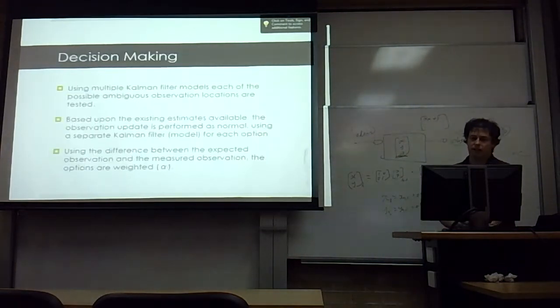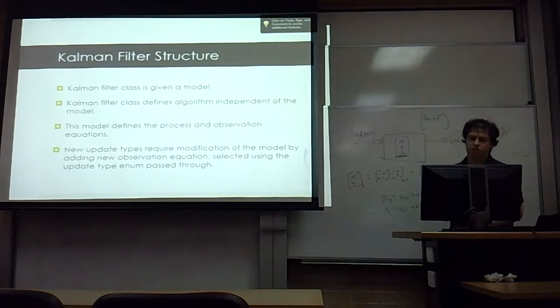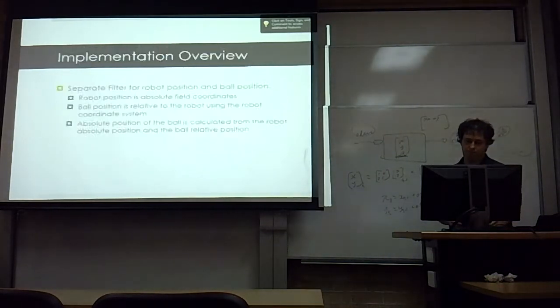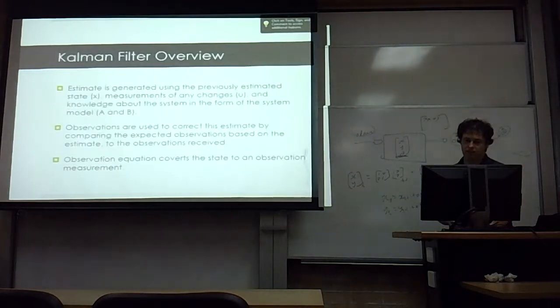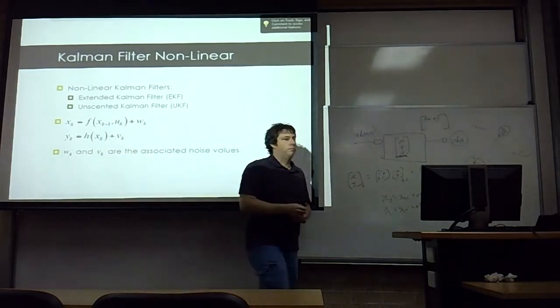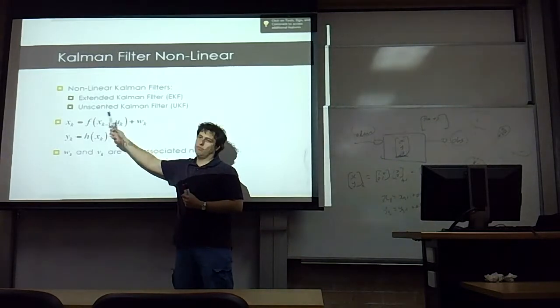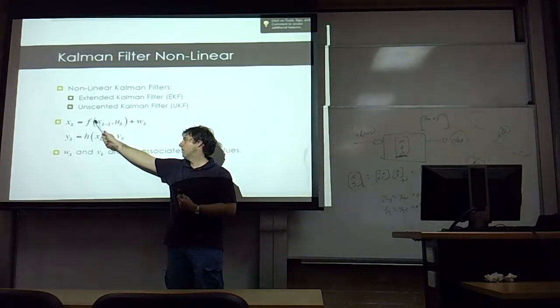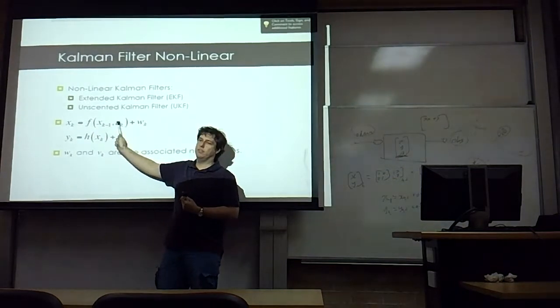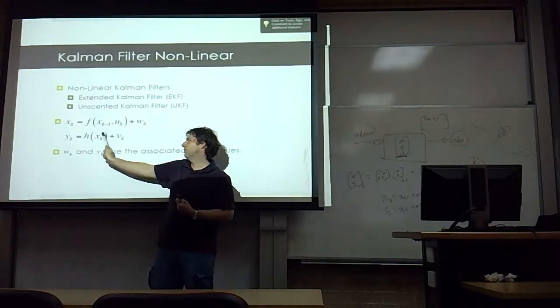So basically, the way it's structured is I have this model class, which is a model of the system you're filtering, and it just has these two equations. Basically the f of x, u, and h of x. All they need to do is, this one needs to calculate the new estimate based on the old estimate and the input. And this one needs to calculate the measurement based on the state.